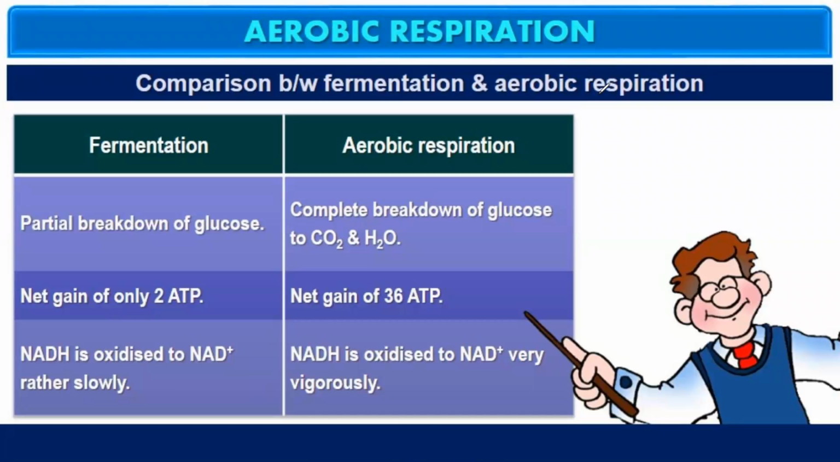Now let's compare fermentation and aerobic respiration. In fermentation, there is a partial breakdown of glucose. Net gain is only 2 ATP and NADH is oxidized to NAD+ rather slowly. Whereas in aerobic respiration, glucose is completely broken down, releasing carbon dioxide and water, and the net gain of energy is 36 molecules of ATP. And finally, NADH is oxidized to NAD+ very vigorously.